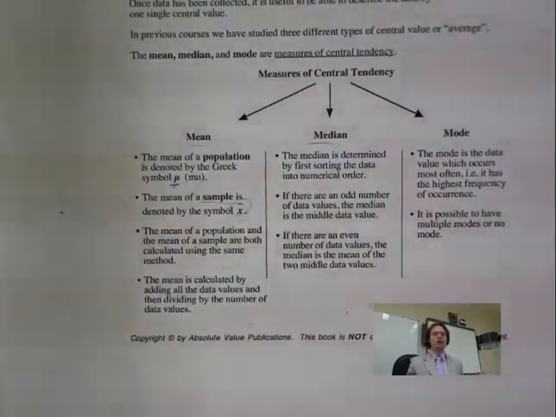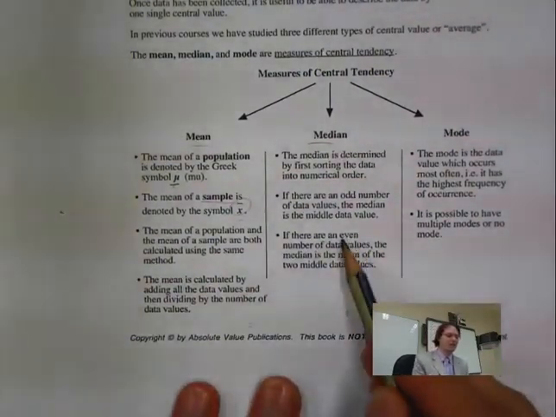If there's an odd number of values, it's easy. It's that middle data value. Now if there's an even number, we take the two middle data values, add them together, and then divide by 2. So it's kind of like finding the mean of the two middle numbers if it is even.